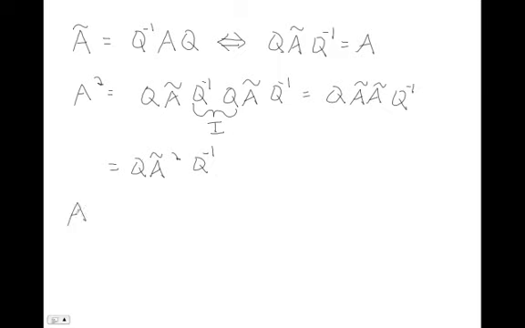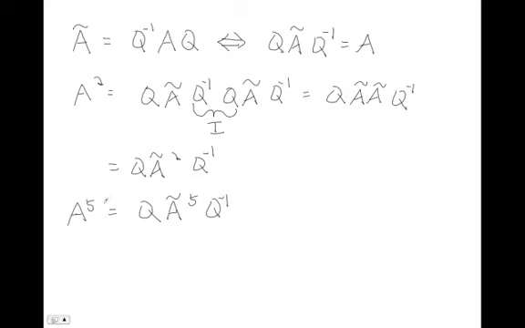And if I had asked what A to the fifth is, I would have gotten Q A tilde to the fifth Q inverse. So if I want to do similarity transformations, I don't have to raise the Q's to the power, only the A's in the middle, because this will keep happening over and over: I'll get Q inverse times Q, and those will drop off. And all you're left with is the Q and the Q inverse on the outside. So this equation works for any number k, A to the k power.